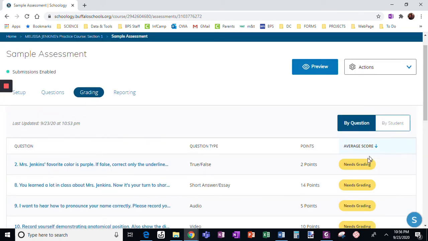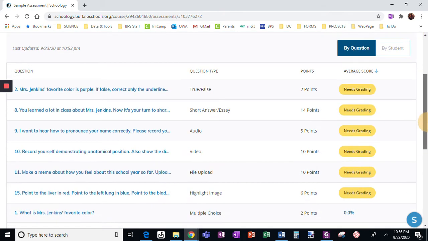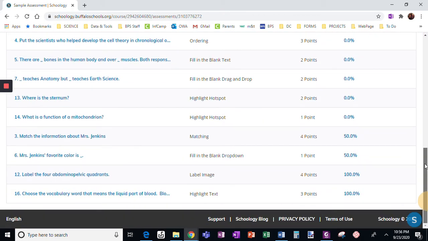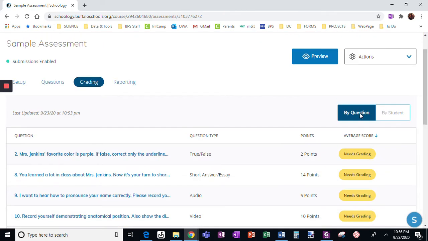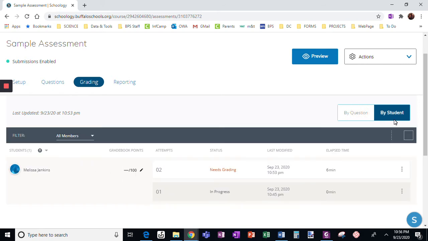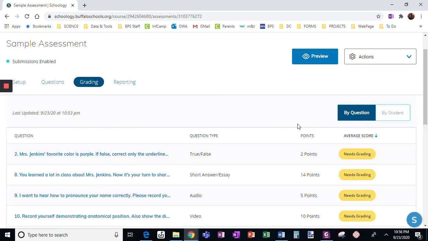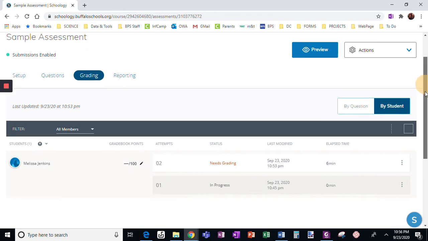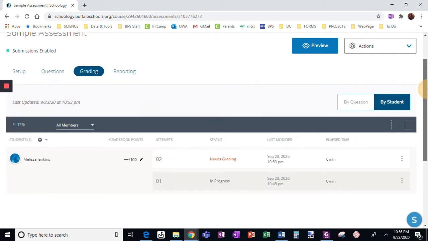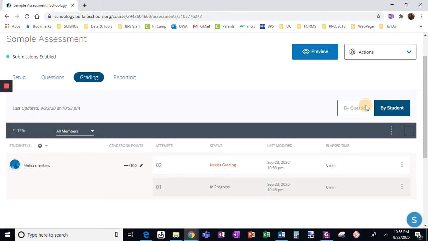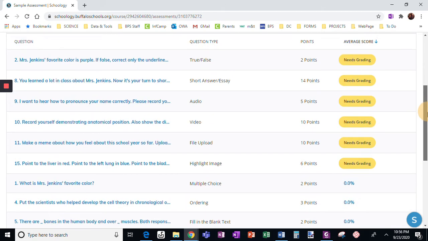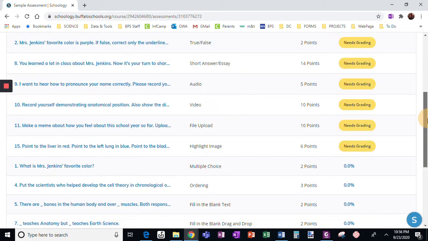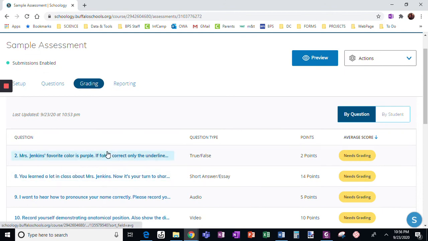Okay, see all of these questions say they need grading. Okay, and because they were open-ended, so if you click by student, you can see each individual student and their score. Okay. If you click by question, it enables you to very quickly go through and grade and check each question one at a time. Just start at the beginning.